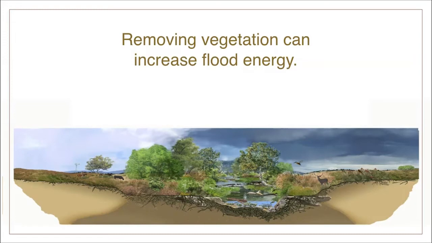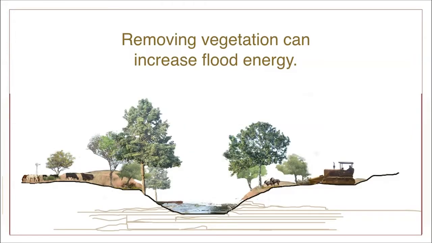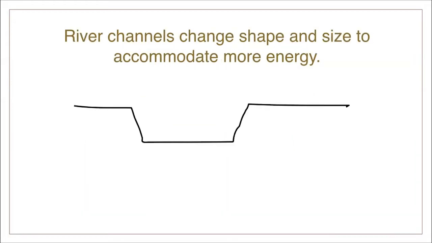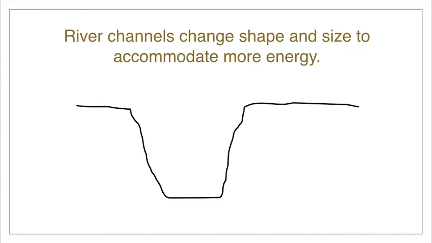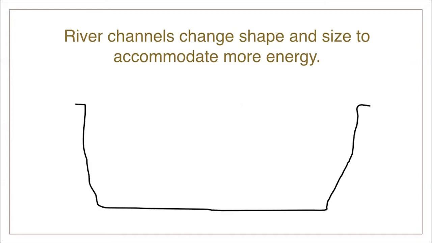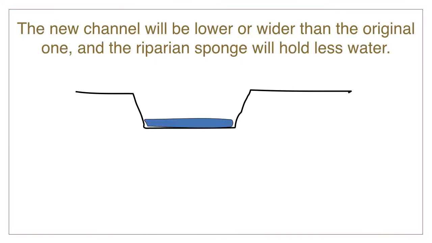Removing vegetation in the riparian area or further up in the watershed can increase flood energy in the stream. This can put extra pressure on the stream banks and channel, causing them to erode. When a stream channel receives more flood energy than it's designed to handle, the channel widens and deepens to accommodate that extra energy. The channel will continue to widen and deepen until it reaches a size that can accommodate the new energy. The new channel will be lower and wider than the original one.